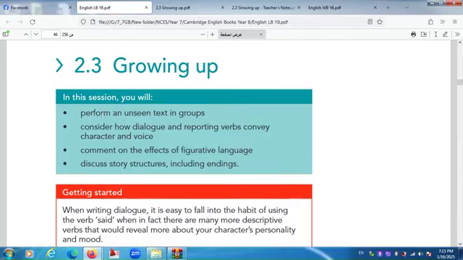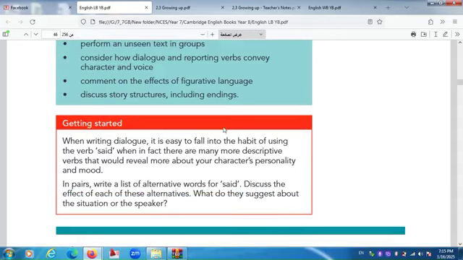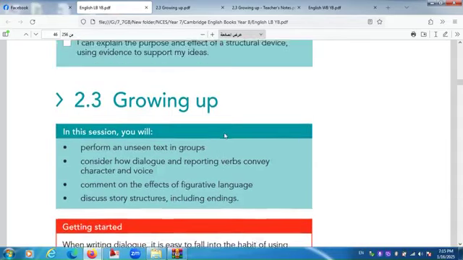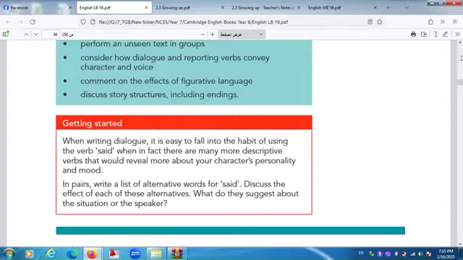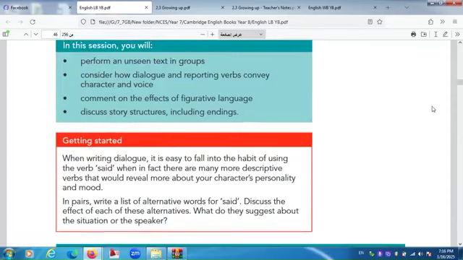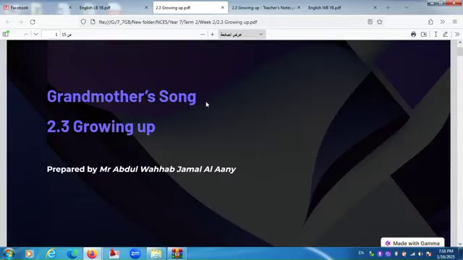So the learning objectives for today: we are going to perform an unseen text in groups, or we are going to learn how to perform it. We will consider how dialogue and reporting verbs convey the character and voice. We are going to comment on the effect of the figurative language and to discuss the story structure, including endings. To predict an ending and to say which ending you prefer and why. Which ending is most likely to happen. Okay? Let's start.